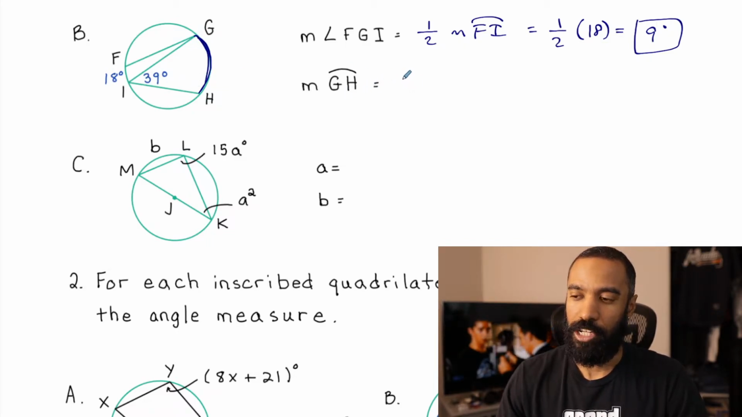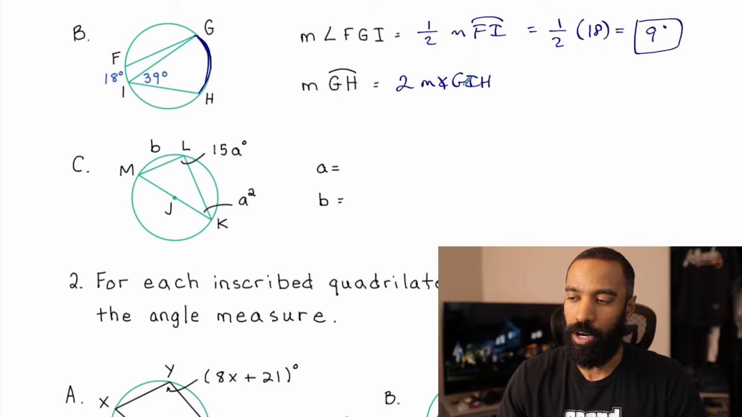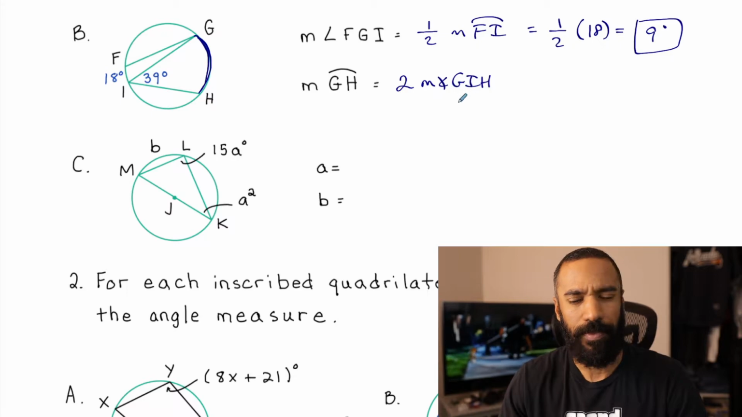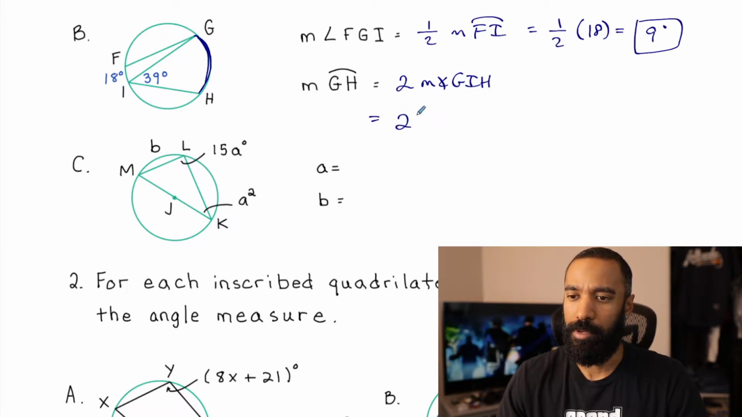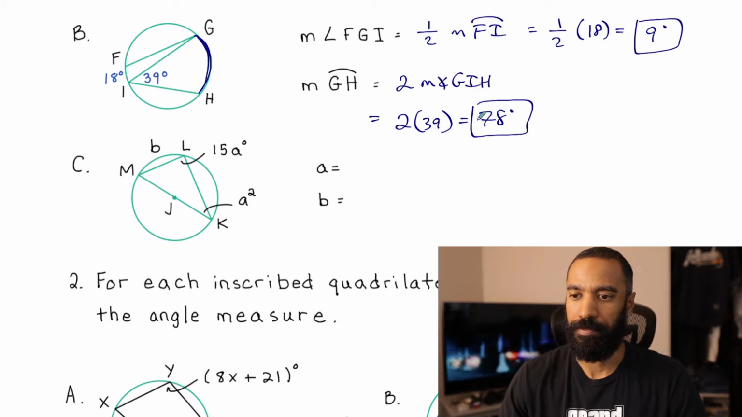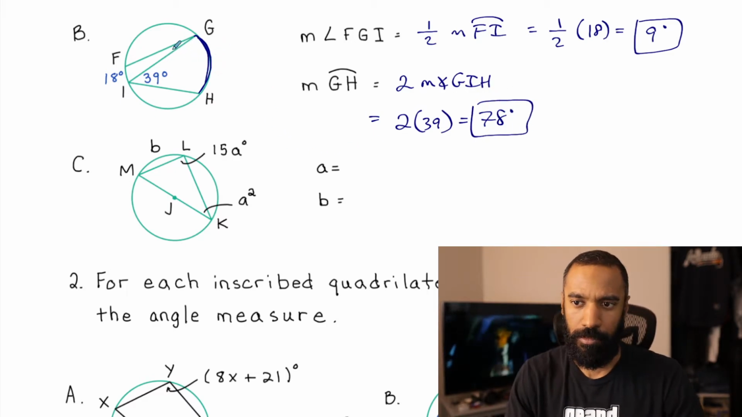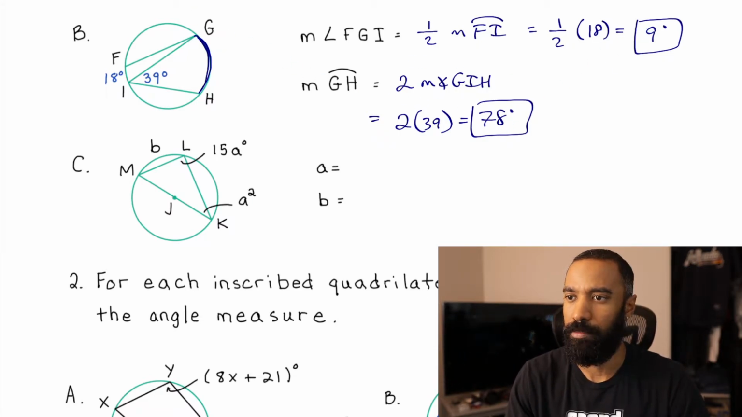The measure of arc GH is double that of the measure of angle GIH. So we are going to be doubling 39 degrees, which is 78 degrees. I'm not going to write this kind of thing every time, I'm just giving you the idea of it. And that's all we have to do for that problem. We got the two answers we needed.